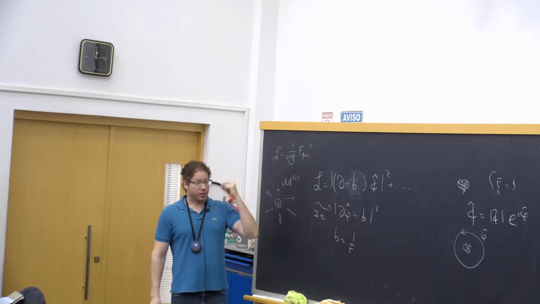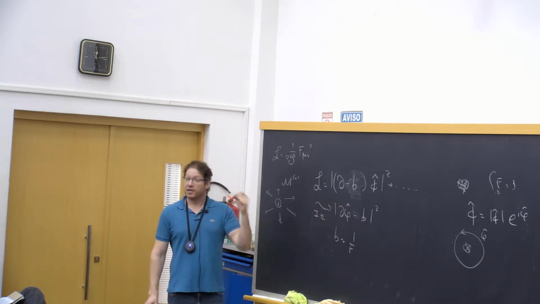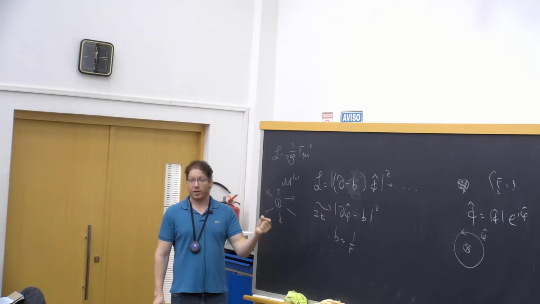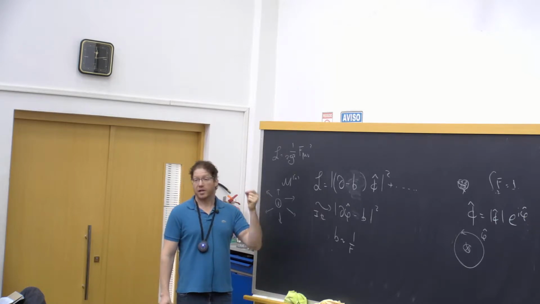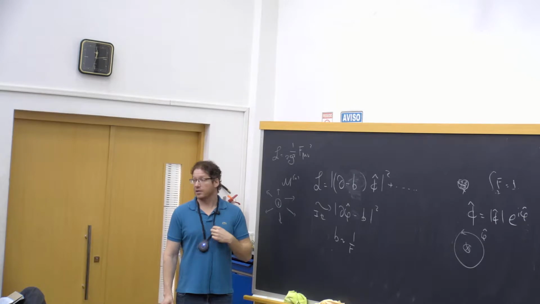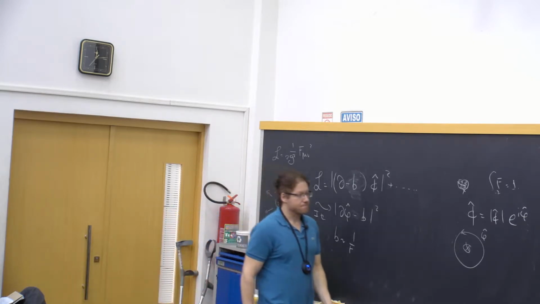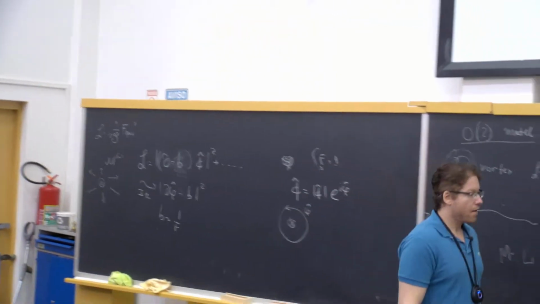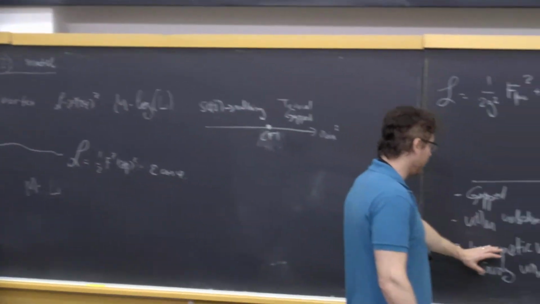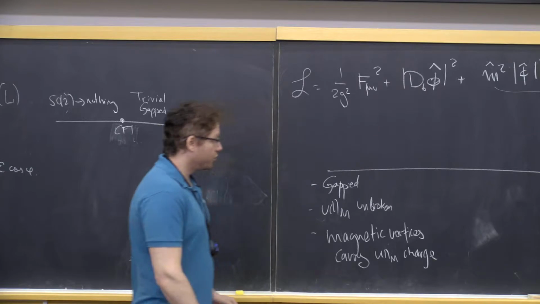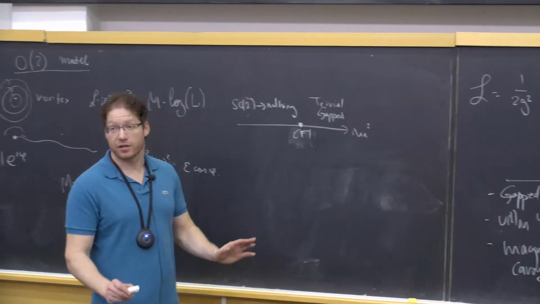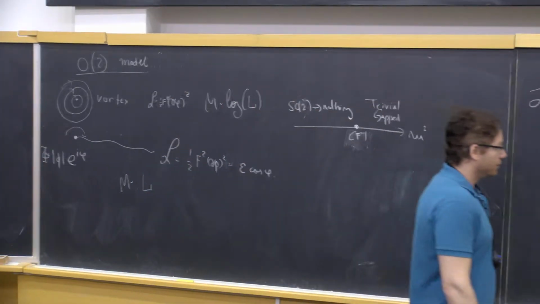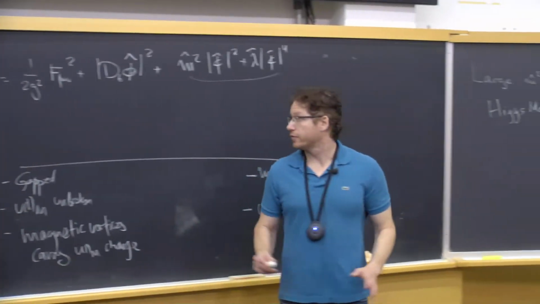And so what you have to remember from this discussion is that in the Higgs phase of the U(1) gauge theory, the magnetic vortex has finite energy rather than infinite energy. Okay? So the magnetic vortices carry U(1) magnetic charge and they have finite energy now. Okay, so this is the physics of these two limits.